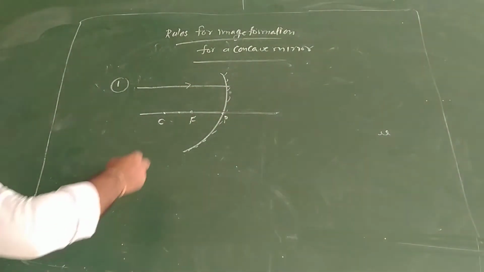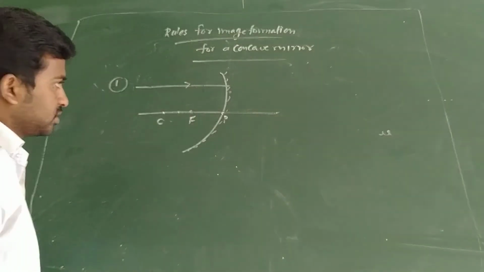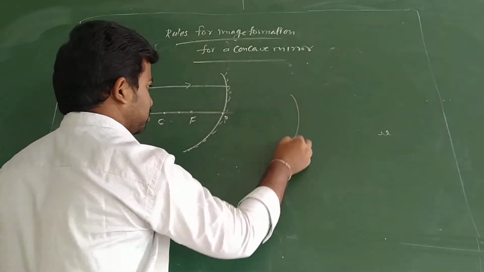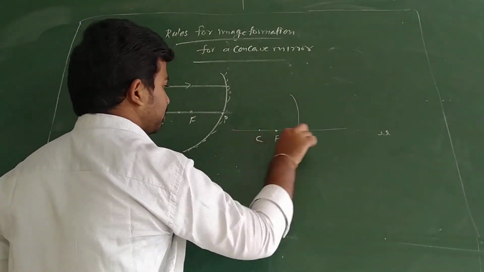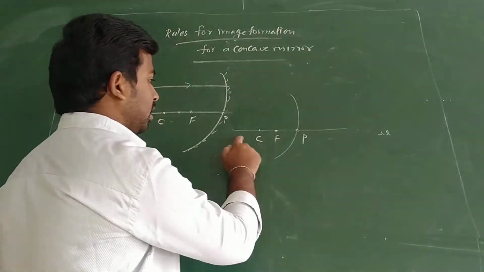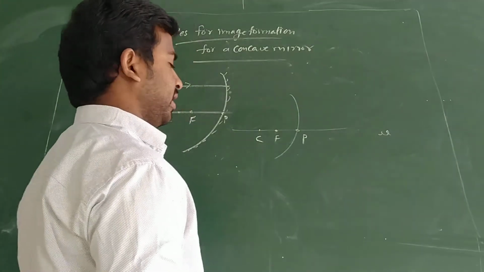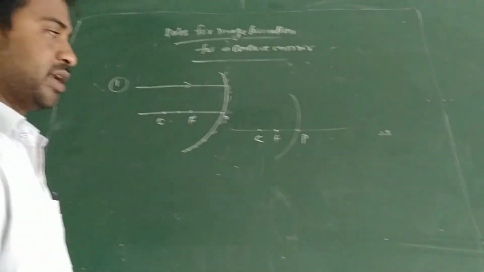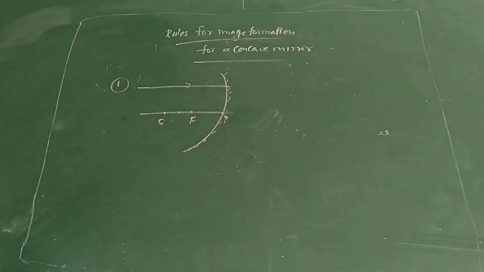So whenever incident light rays travel parallel to the principal axis, before that we forgot to discuss one terminology, that is the principal axis. For example, I am drawing the principal axis here. The line passing through the center of curvature and pole of the spherical mirror is called the principal axis, right? It is the same for a convex mirror also. So now, the straight line is the principal axis.